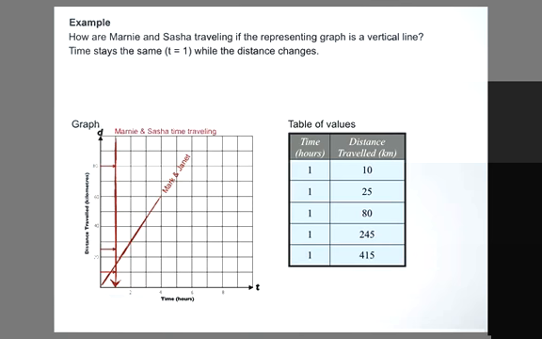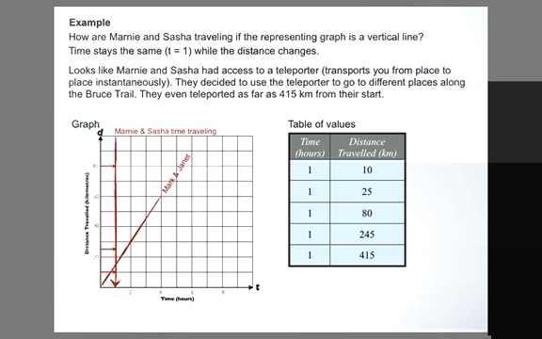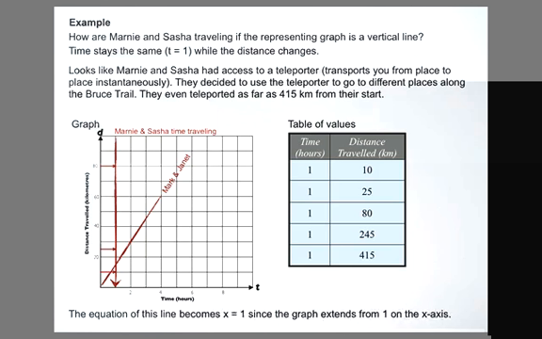Well, the answer is they've got to be time traveling. It looks like Marnie and Sasha have had access to a teleporter, which transports you from place to place instantaneously. So they've used the transporter to go to different places along the Bruce Trail, and they've even transported as far as 415 kilometers from their start. I realize this isn't very realistic, but in this situation, distance does not depend upon time. The equation of this line becomes x equals 1, since the graph extends from 1 on the x-axis. So at time 1 hour, they can be any distance away from Hamilton as they want. Sounds nice.